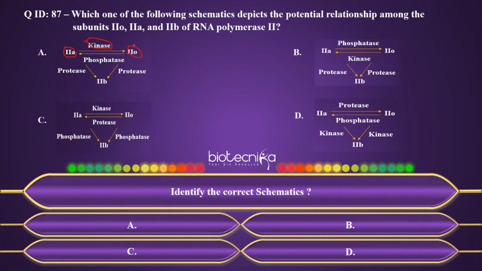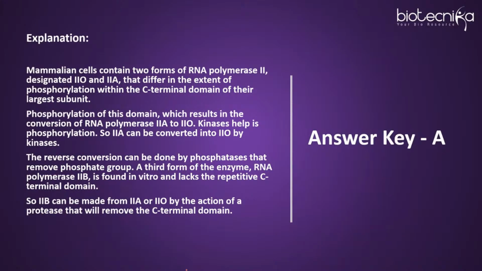So this particular option has the kinase. Here also we can see that the kinase is given, but out of these two, which one would be the correct one? So this we can eliminate here. These two can be eliminated because phosphatase and protease are not involved. Phosphatase removes the phosphate group, and it is not responsible for the conversion of 2A to 2O. So from option A and option C, we have to choose which one would be the correct option. Another statement says that the reverse conversion can be done by phosphatases. So the reverse conversion, that is from 2O to 2A, can be done by the phosphatase enzyme that removes the phosphate group.